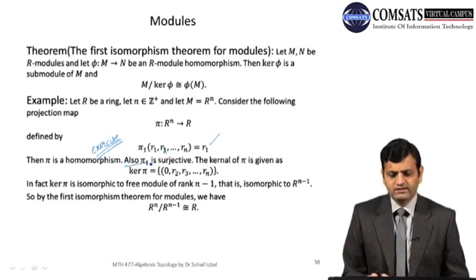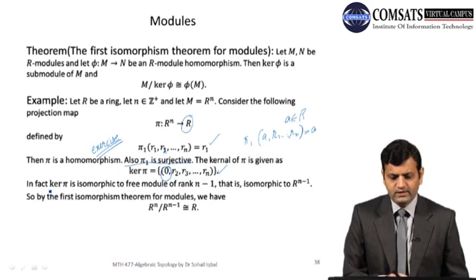Also, π1 is surjective. Once again, given any element of R, there exists an element in R^n mapping to it. For example, if a is an element of R, then I can take the element (a, r2, up to rn), such that the image of this is equal to a. So it is surjective, and the kernel of this is given as (0, r2, r3, up to rn). Just the first coordinate should be 0, and the other coordinates can be any element, and so this is the kernel, because when we apply π on this element, we get 0, since I'm only taking the first coordinate and all the other coordinates are ignored.